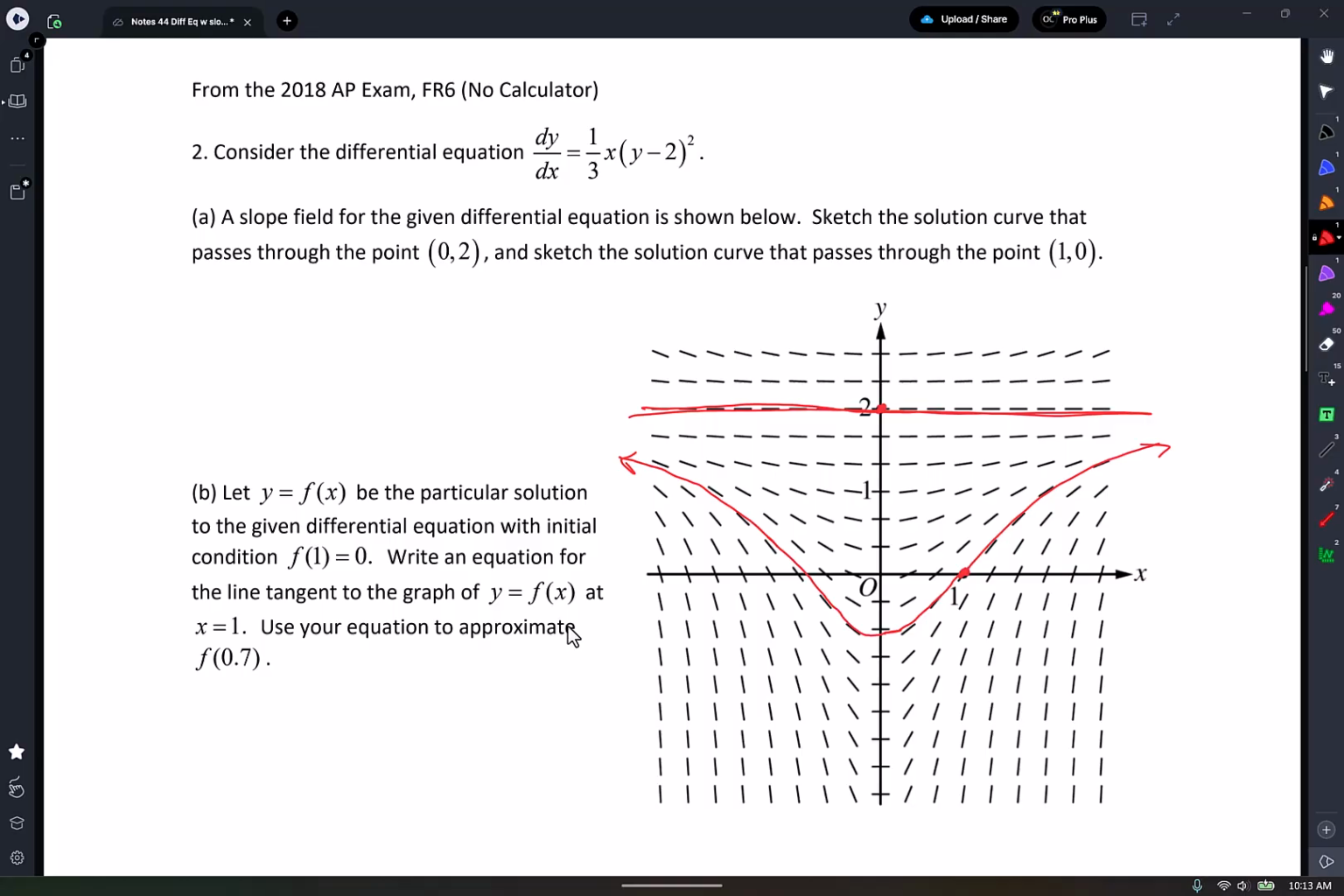Do you see how we did it? Just follow the lines. Those are like currents, like wind currents, like water currents.